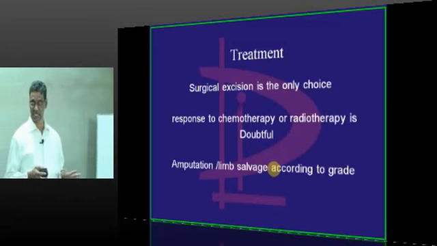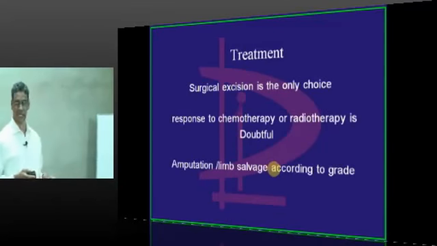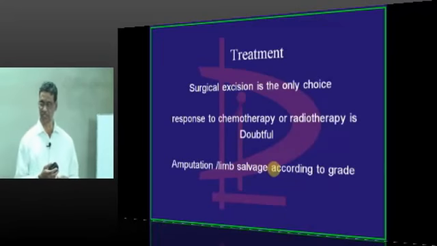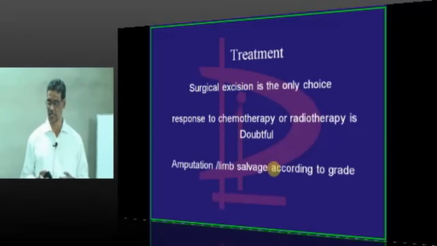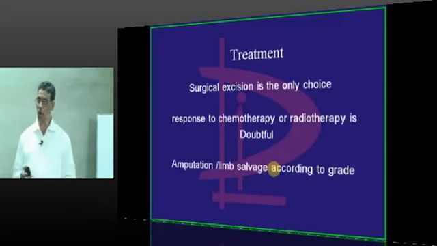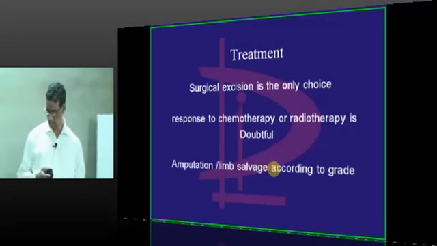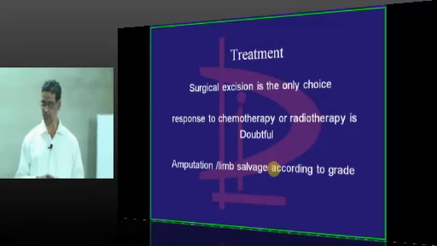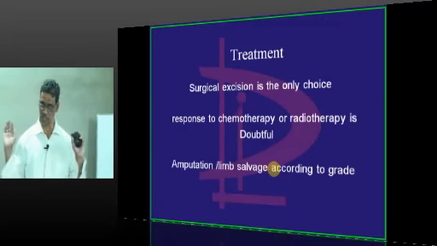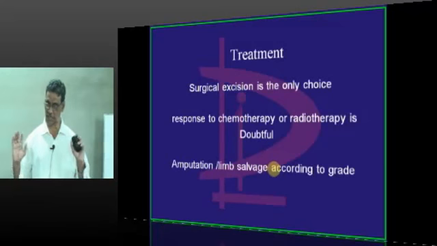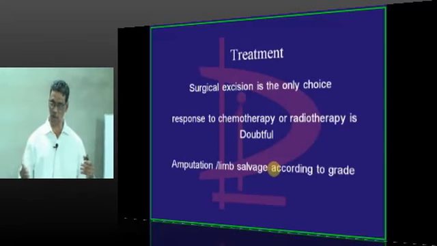The treatment is surgical excision, and response to chemotherapy and radiotherapy is doubtful. So it is always preferable to choose between an amputation and a limb salvage procedure. How do you determine a limb salvage procedure? What are the investigations you will do for a limb salvage procedure? You don't want to lose the limb, you want to save the limb. Then what is your approach? How do you approach?